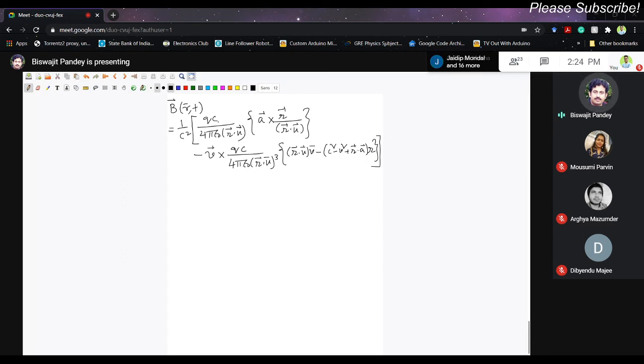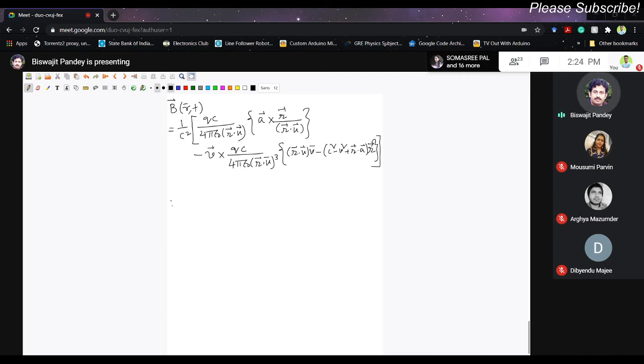Let us simplify this. Let us take QC by 4 pi epsilon 0 R dot U whole cube common. So we have 1 by c square. There is a c here, so c and c will get cancelled out, and one c will be left in the denominator. Maybe you can also take R common. Okay, let us take R common. This is vector R.